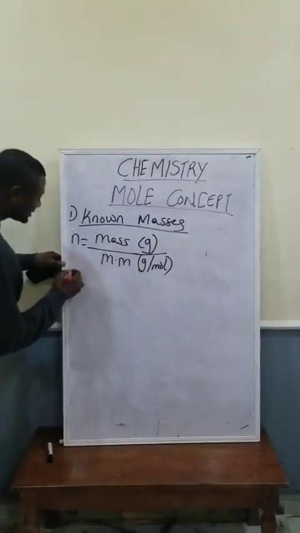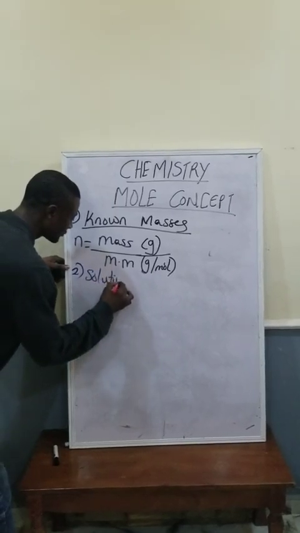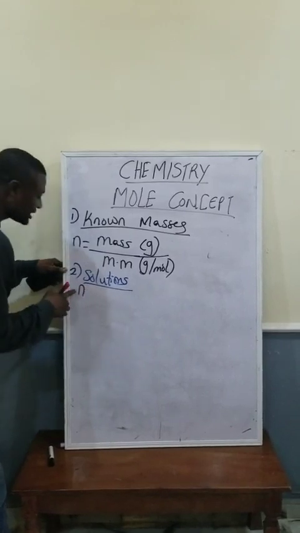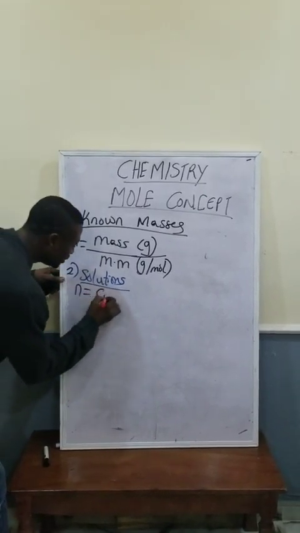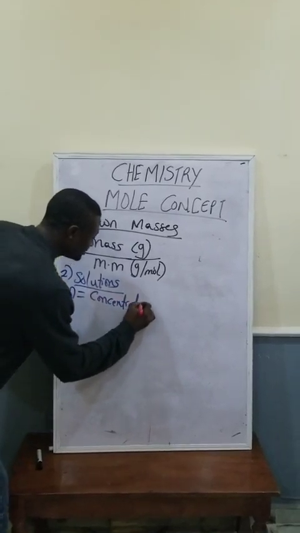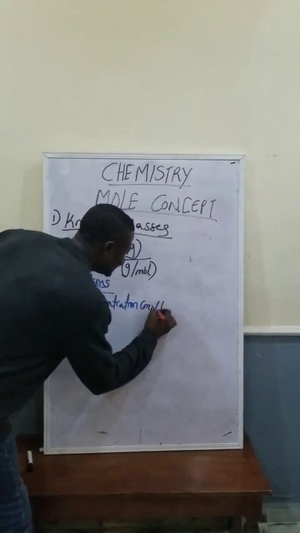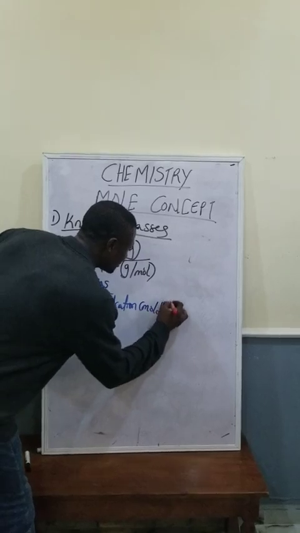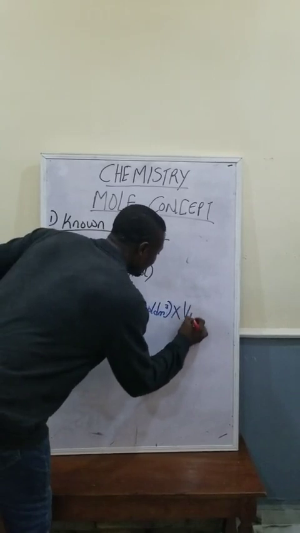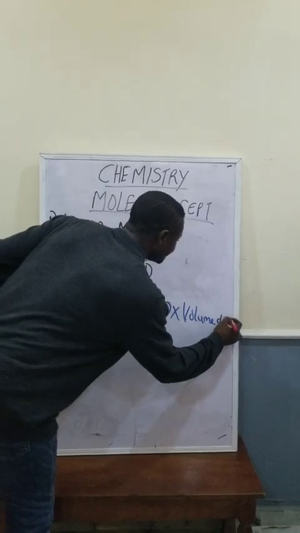We all know. Secondly, when it involves solutions, you simply say your mole, which is noted with small letter n, is equal to your concentration, measured in mole per dm cube, times your volume, measured in dm cube.